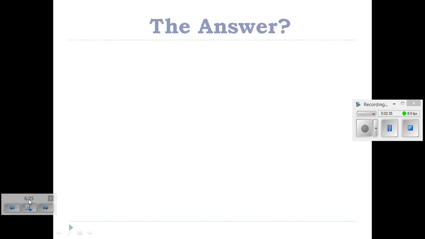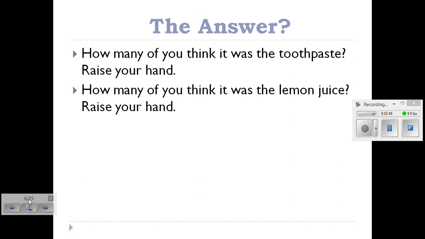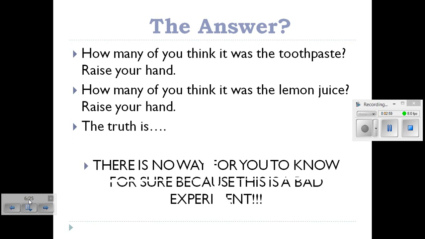Now, I want you to think about this, and I wonder how many of you think it was the toothpaste? Raise your hand. Now, if you think it was the lemon juice, go ahead and raise your hand. Well, honestly, the truth is that there's actually no way for you to know for sure because this is a bad experiment.